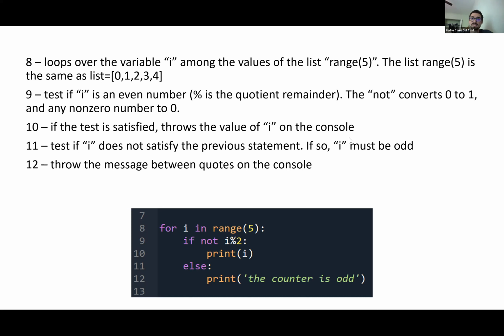Okay, so this is everything that is being done. Range 5 is a list, so 0, 1, 2, 3, 4, and I loops among all the values. The percentage is the remainder, the quotient remainder. Not converts 0 to 1. And if it's any value other than 0, it converts to 0, right? If the test is satisfied, print I. Otherwise, print the counter is odd.